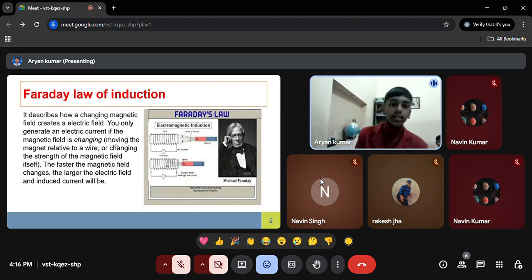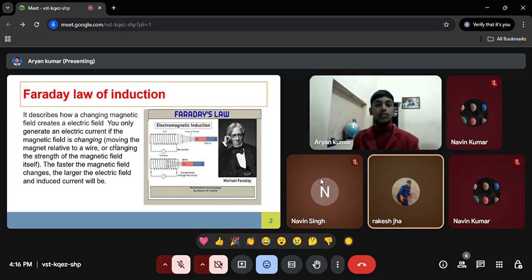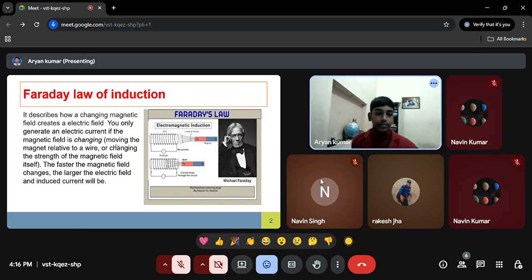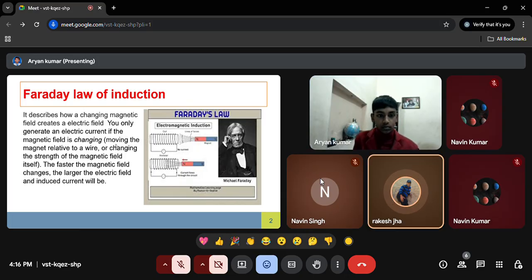Okay, so Faraday's law of induction. Saksham, can you read this slide? Okay, Aryan. Faraday's law of induction describes how a changing magnetic field creates an electric field. You can only generate an electric current if the magnetic field is changing. The faster the magnetic field changes, the larger the electric field or induced current will be.